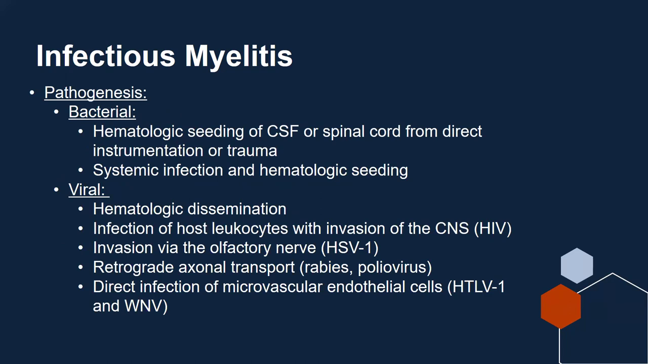So infectious myelitis can occur via a variety of mechanisms. For bacteria, infection may develop due to hematologic seeding of the CSF or spinal cord, from direct instrumentation or trauma, or via seeding from systemic infections. Viral infections are actually a bit more interesting. They have a variety of mechanisms through which they can cause infection. Hematologic dissemination is pretty common, but other viruses are more creative with how they enter the CNS. So HIV, for example, can invade host white blood cells and enter the CNS. HSV invades the CNS via the olfactory nerve. Rabies and poliovirus are suspected to travel via retrograde axonal transport. And then HTLV-1 and West Nile virus are known to directly invade microvascular endothelial cells.